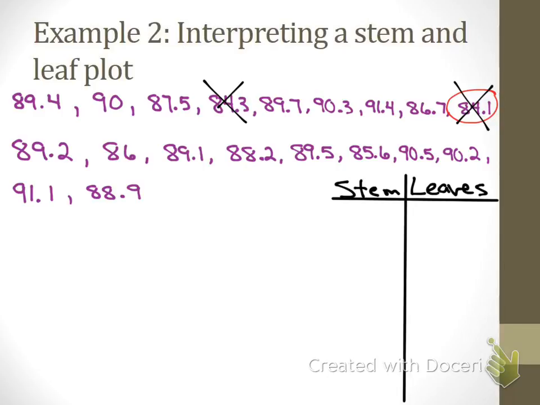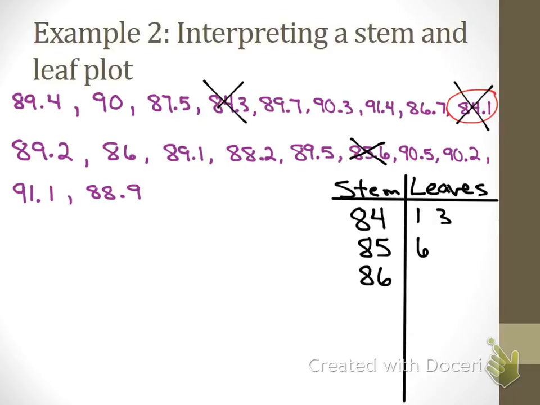I've already circled in red my lowest number. What's my lowest number? 84.1. But what's another number in the 84s? 84.3. So I have two numbers in the 84s, but what is the number they have in common? 84. So 84 goes in my stem, and the 1 and the 3 go in my leaves. What about 85? Do you see a number in the 85s? 85.6. So I write that in my leaf.